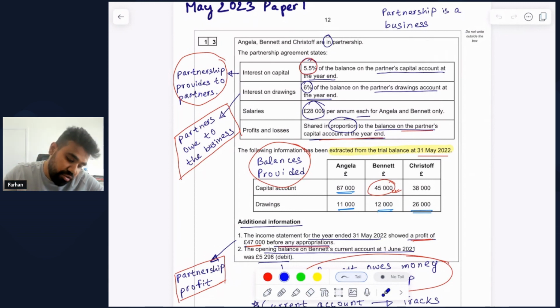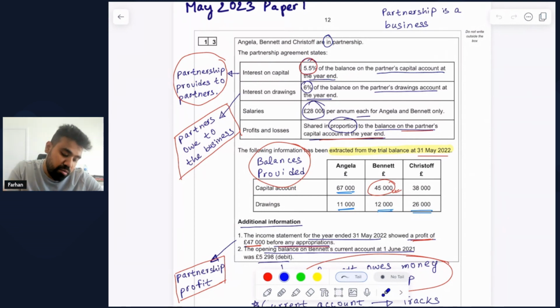Angela, Bennett, and Christoph are in partnership. The partnership agreement states that interest on capital is provided at 5.5% based on the balances of the partner's capital account at the year end. Now, when it comes to interest on capital, this is something that the business provides to the partners for all the capital that they have invested during the year.